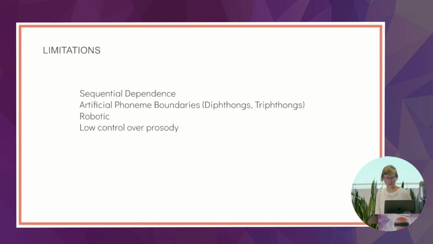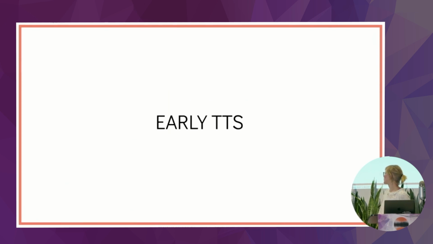So, limitations: sequential dependence, and artificial phoneme boundaries. It tends to come across as very robotic because of the pacing as well. There's no sense of fluid pacing when phonemes have a specified duration. And then there's low control over the prosody of the voice. You don't have natural overarching intonations, unless you program it to do that, and then it becomes programmatically complicated very quickly. So that's the end of concatenative TTS. I'm going to take a brief segue into early TTS. Any questions on concatenative TTS?